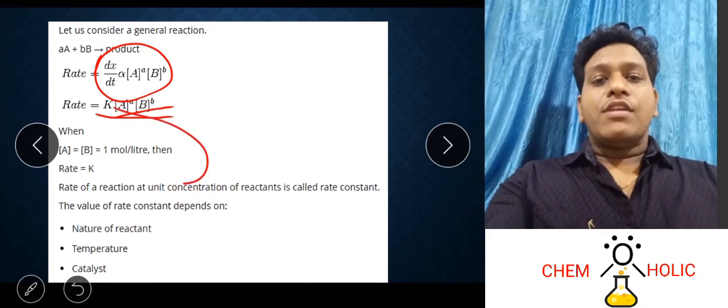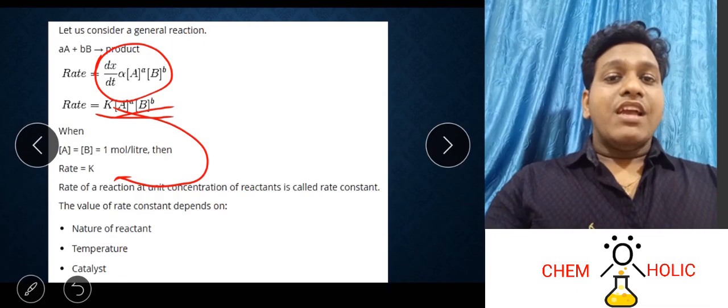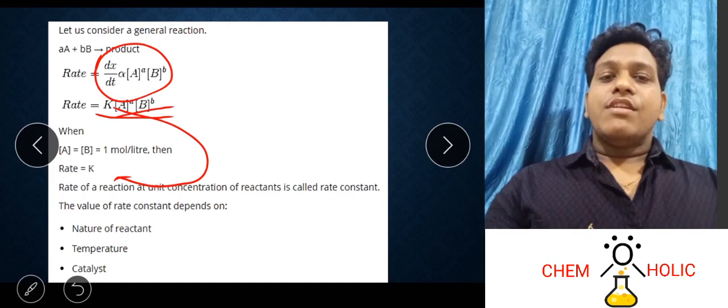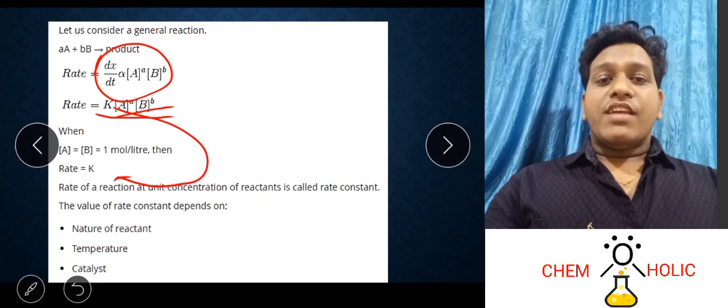I told you K is nothing but a rate constant. If the concentrations of A and B are 1 mole per liter, then 1 into 1 will be 1, so we can say the rate constant is equal to the rate if the concentration is 1. So the rate of any reaction at unit concentration of reactant is called the rate constant.